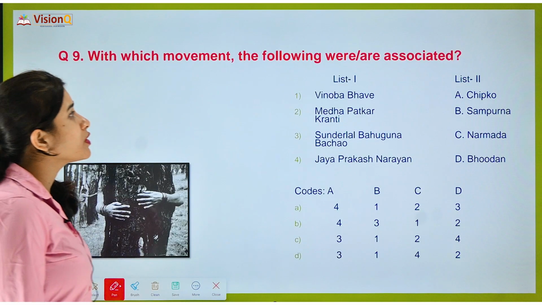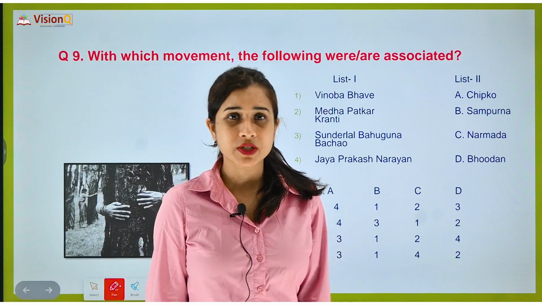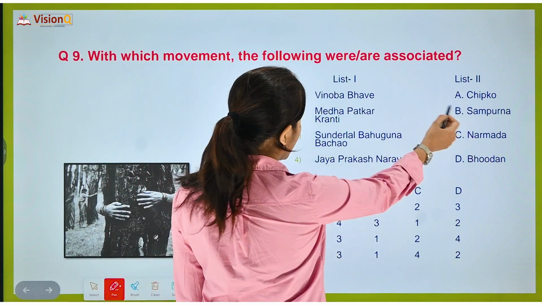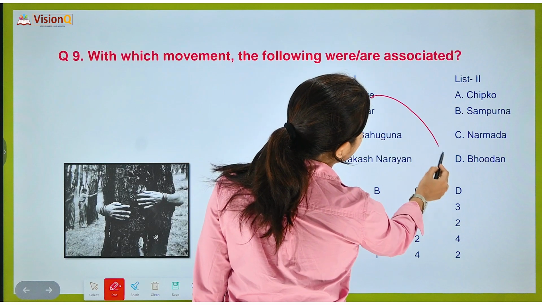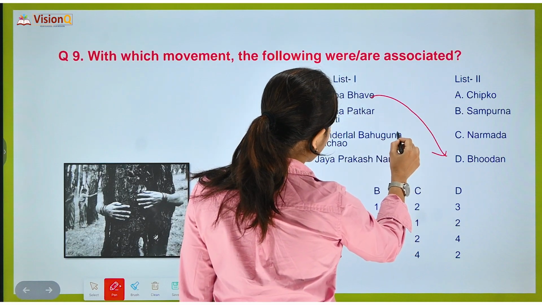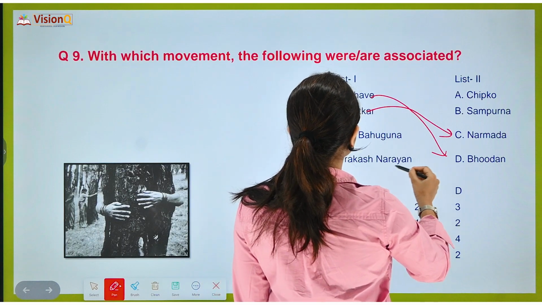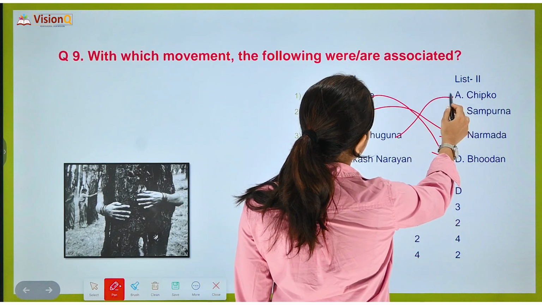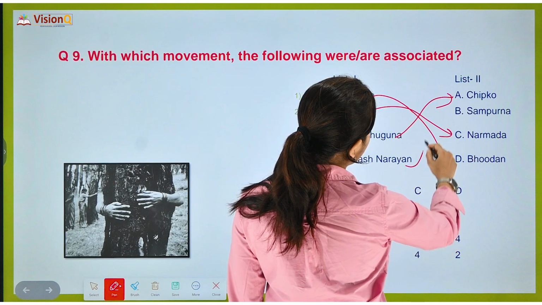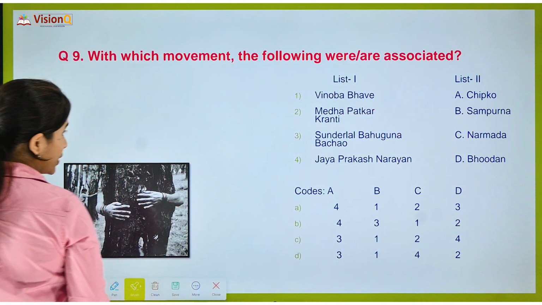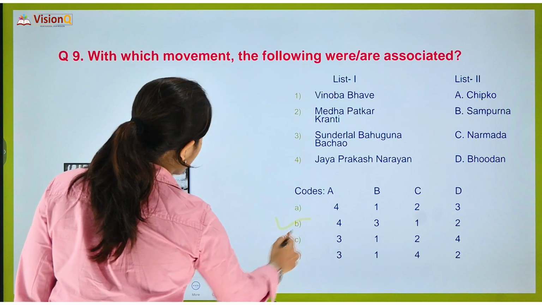So next question is, with which movement the followings were associated? So yate itu answer hoy jabo Vinoba Bhave. He is related to Bhoodan. Then Medha Patkar Kranti related to Narmada. Sundarlal Bahuguna Bachao, this related to the Chipko movement, and Jay Prakash Narayan related to the Sampurna movement. So answer to this question says B. Answer to the question is B.